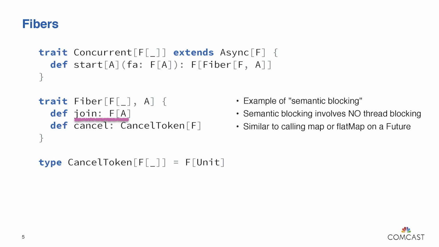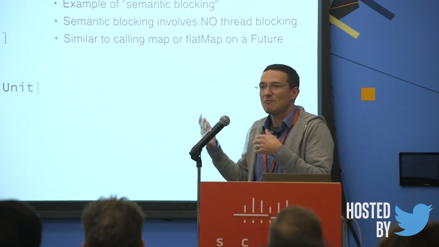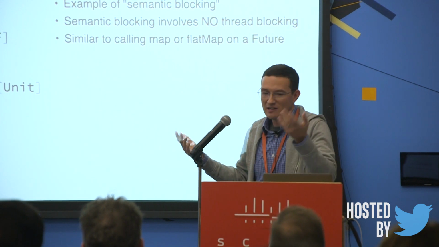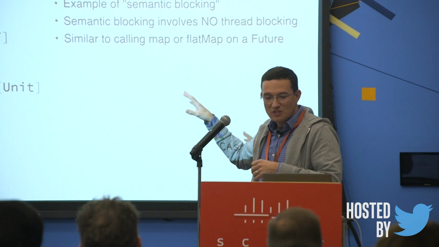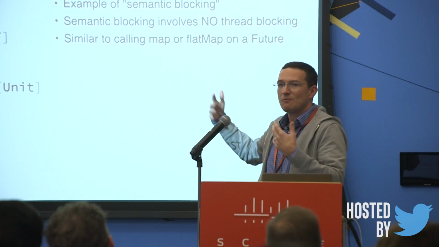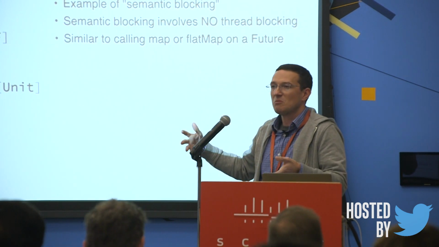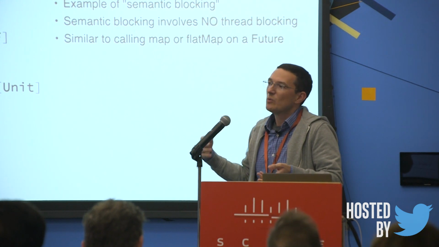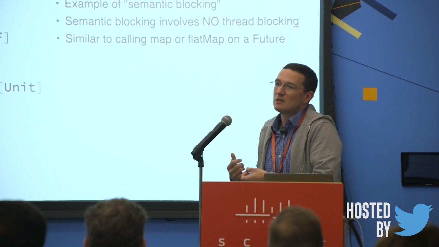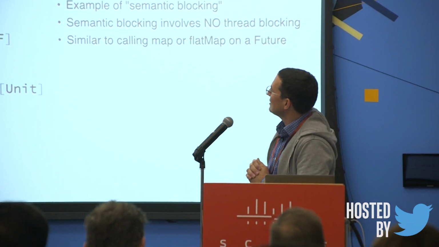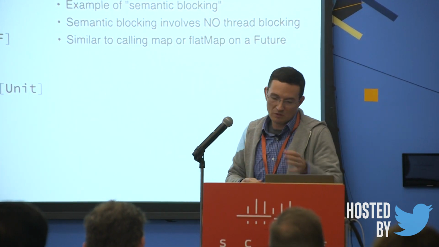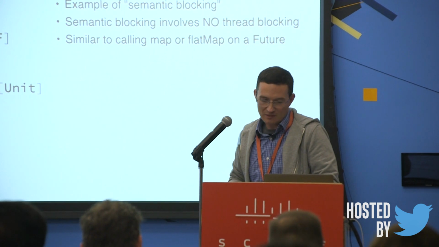The other important operation on Fiber is cancel. Cancellation is a difficult thing to implement ad hoc after the fact, and John had a talk last year about that. So fibers support cancellation. For any F of A, any polymorphic effect that we want to start up, we have the ability to request cancellation. You can see cancel returns this cancel token. It's really just an alias for an F of Unit. And we'll look at a bunch of examples of both join and cancel in a moment.